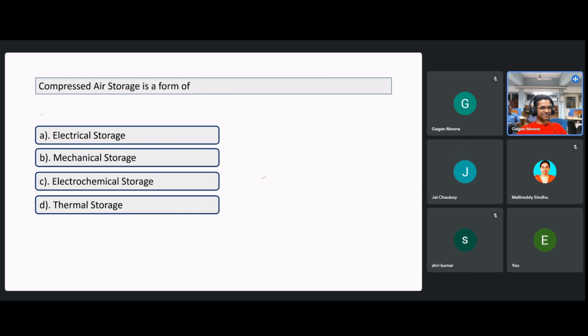Now, the next question is compressed air storage is a form of which of these? Electrical, mechanical, electrochemical. The mechanical only. Yes, it is mechanical.